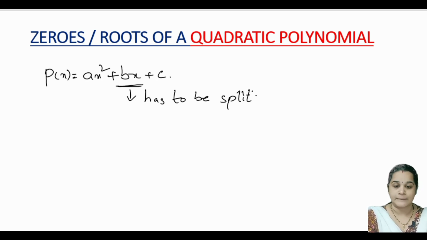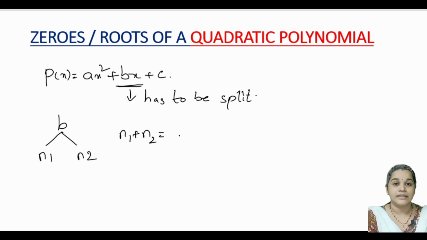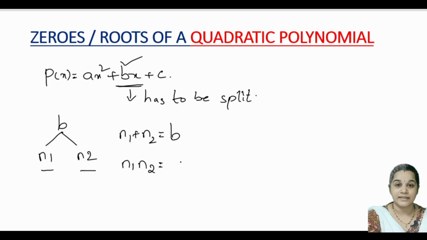In such a way that b has to be split into two numbers, say n1 and n2, in such a way that if we add those two numbers n1 and n2, that must be equal to the coefficient of x, that is b. And if we multiply the two numbers n1 and n2, then the resultant must be equal to the product of a and c, that is the product of the coefficient of x square and the constant c.